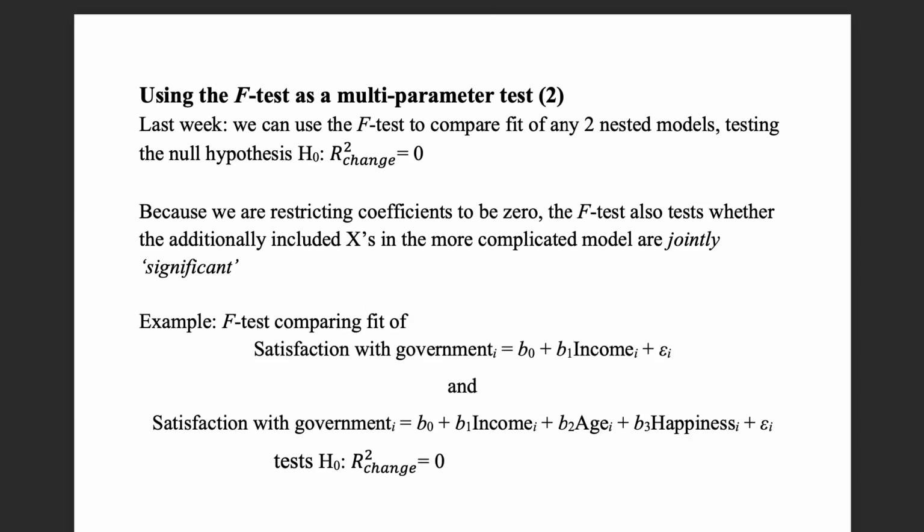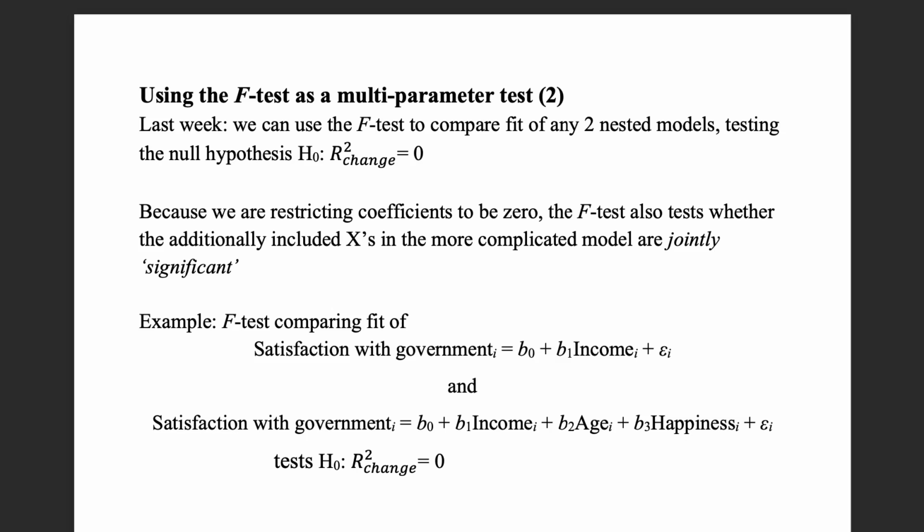Yeah, so for instance, if we consider these two models, we have the model where we say satisfaction with government for each person i that we're observing is equal to B0, the constant, plus B1, the regression coefficient for income, so B1 multiplied by income, plus an error term. And we also have a more complicated model where we say, well, it's not just about income, but also about age and happiness. So we have a full model in this case: satisfaction with government for each case i equals B0 plus B1 income plus B2 age plus B3 happiness plus an error term.